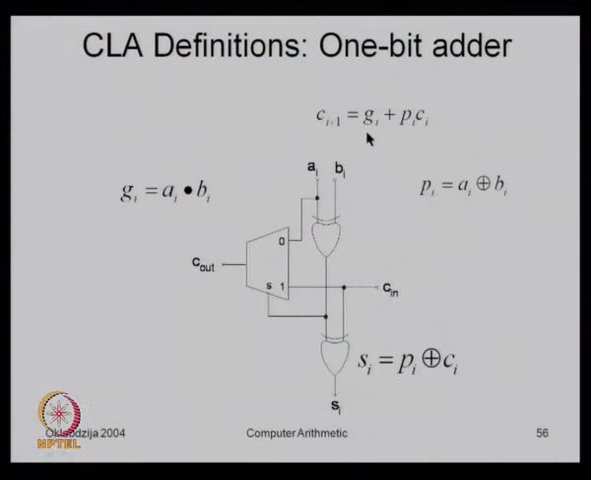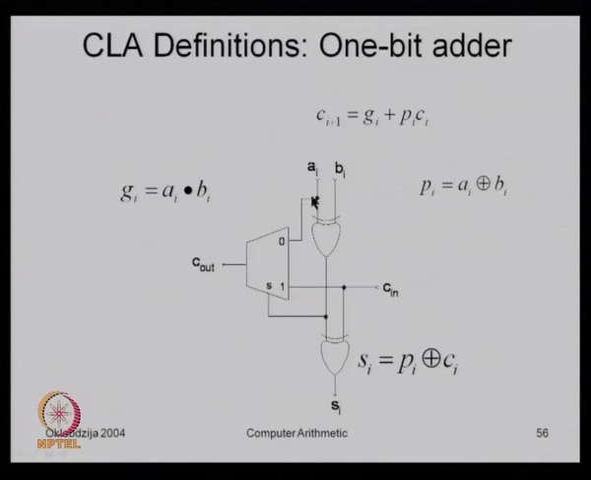So, what CLA is trying to do is the following. We have all the maths available to us. C(i+1) = Gi + Pi Ci, Pi is Ai XOR Bi, Gi is Ai dot Bi, and Si is Pi XOR Ci. Now implement this whole function in this form. You create inputs Ai and Bi, XOR of this will be obviously P, and you know the Ci. Now, if you XOR this with Ci, then you get the sum. Si is Ai XOR Bi XOR Ci is the sum. And to generate a carry, you need a Gi, which is Ai Bi.